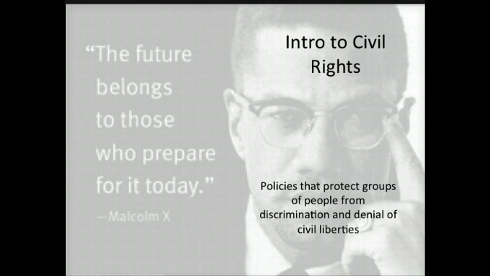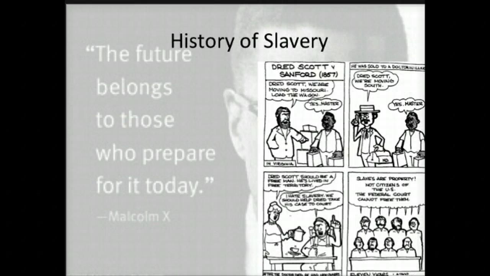And again, remember that civil rights are those policies that protect certain groups of people from discrimination and denial of civil liberties. And I know you're probably thinking, sweet, I've been learning about the civil rights movement since I've been in third grade, and I won't really have to pay attention. But there's actually a lot of nuances and policies that the government has towards the protection of civil rights that you might not have ever heard about. So definitely pay attention. Okay, the history of slavery.